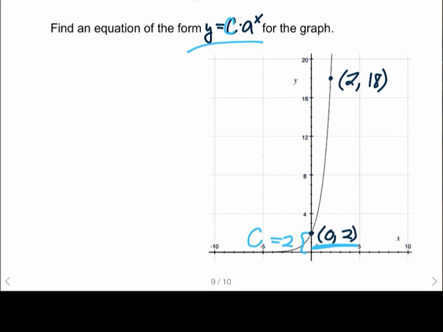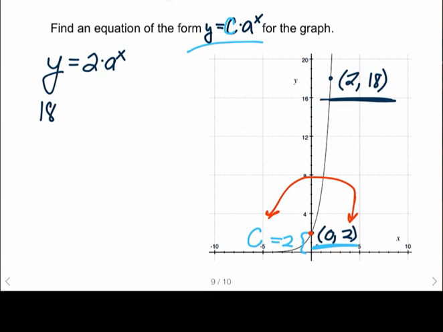So now we can flesh this out just a little bit. We can say that this means that y is equal to 2 times a to the x. Here's the thing. This point where it crosses the y-axis, whatever that y-coordinate is, that's going to tell me what c is, unless there's a transformation, a translation, horizontal or vertical, going on. Now that I know that y is equal to 2 times a to the x, I can use the point 2, 18 to figure out the rest of it. In other words, y is 18 when x is 2, so we have 18 is equal to 2 times a squared.